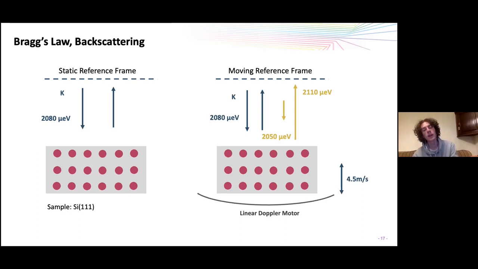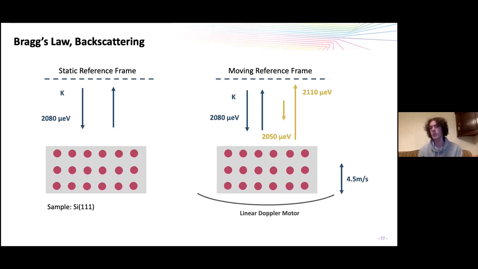But on the right-hand side, what I've added in is the linear Doppler motor itself. And this can move backwards and forwards at 4.5 meters per second. So this is about as fast as it will go. I think maybe you could get it to 4.7 if you really try, but then you're pushing it.